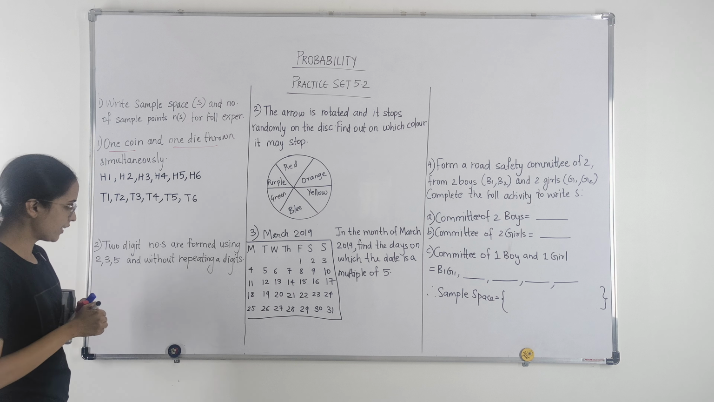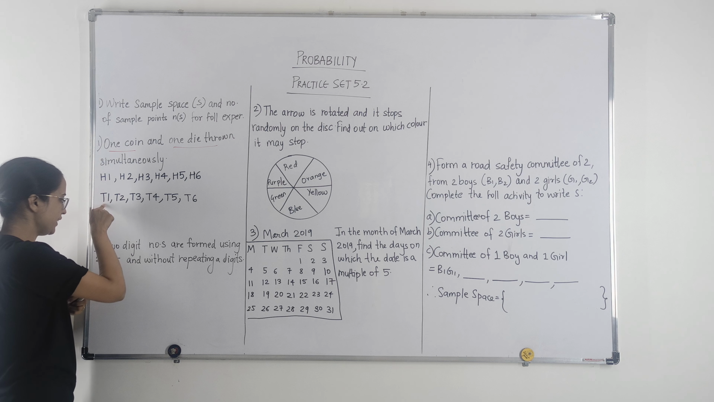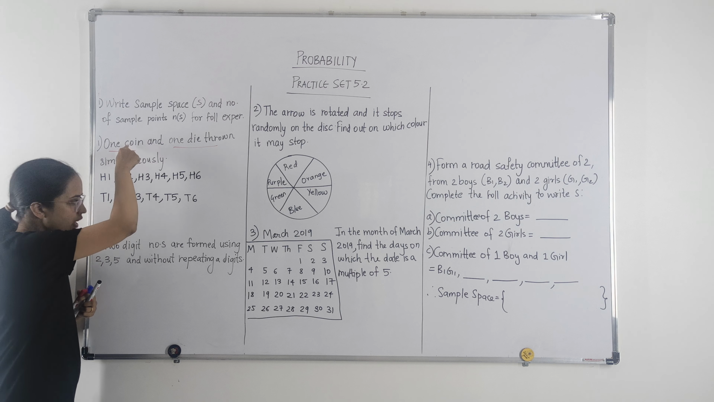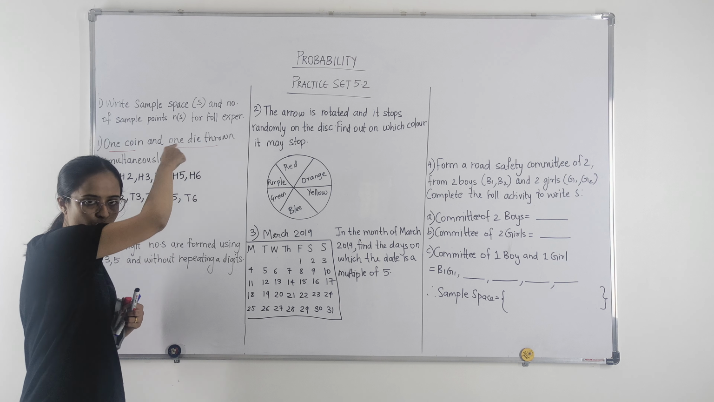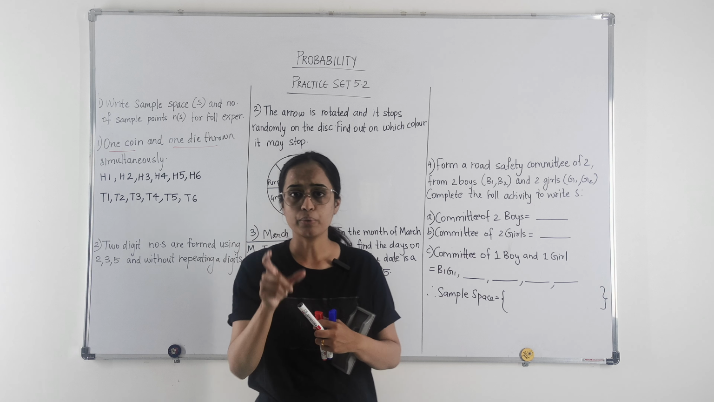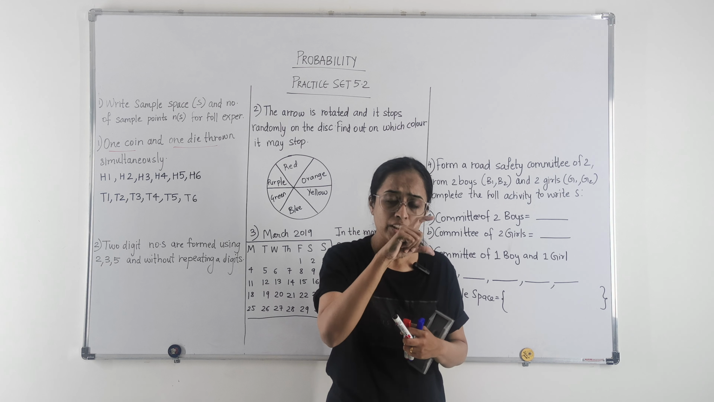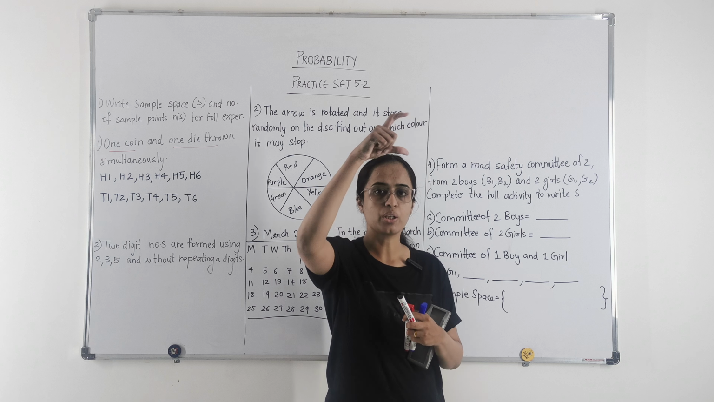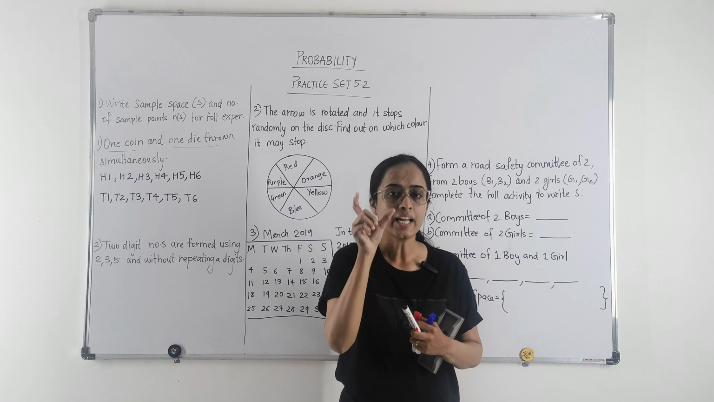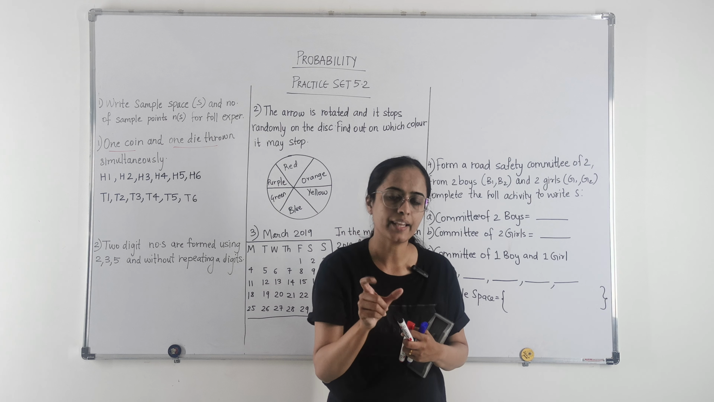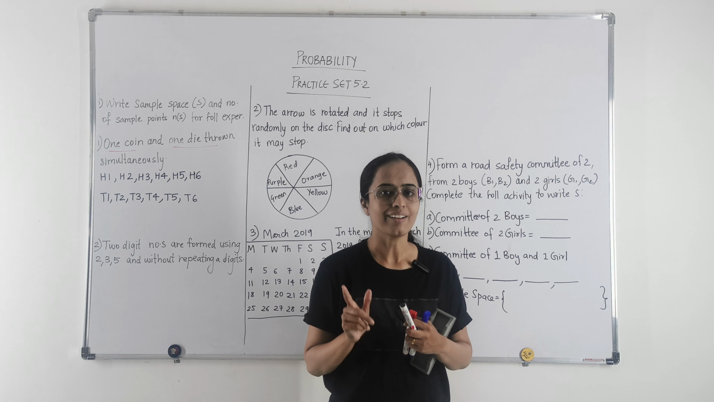Now you all need to understand that here H and T are the outcomes of the coin, and 1, 2, 3, 4, 5 and 6 are all the possible outcomes of the die. Again I am telling you, I have written H1. H corresponds to the outcome of the coin, 1 corresponds to the outcome of the dice. Combining both gives a combination, and that in this case is your one outcome.